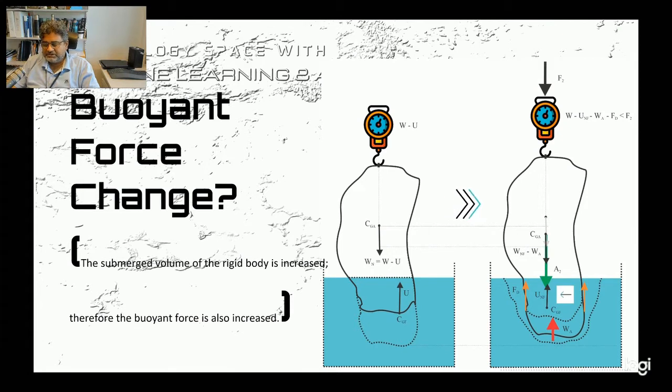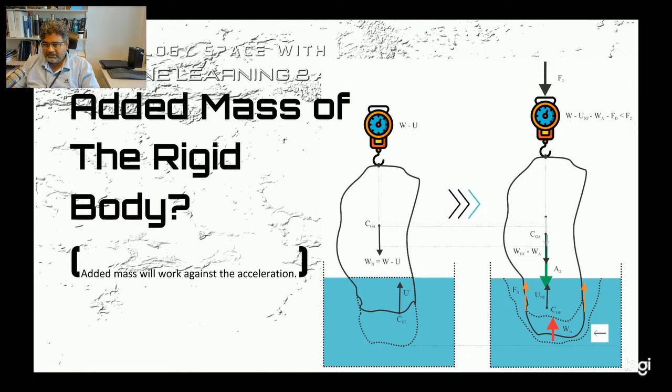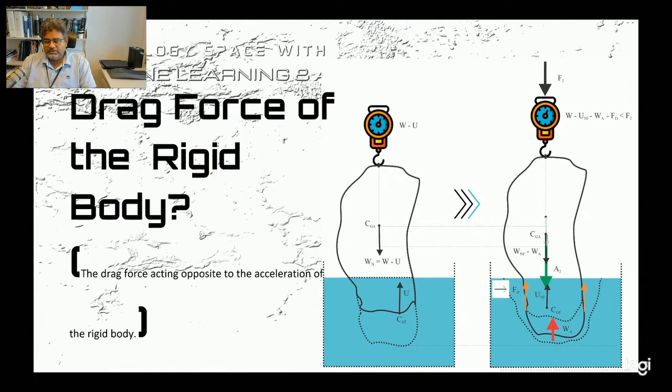Due to that reason, the buoyant force value will also increase in this situation. So the next effect could be the added mass. Since this external force is pushing that rigid body towards the fluid, this added mass could work against the acceleration of that rigid body in a different shape than the previous case. So the next effect could be the drag force. Like in the previous case, this drag force will work against the acceleration of that rigid body.